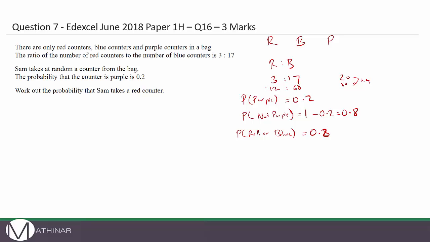Okay, so what this now tells me is that the probability of red is 12%, which is 0.12, and the probability of blue is 68%, 0.68. The question is, what's the probability that Sam takes a red counter? The probability of red is just 0.12.